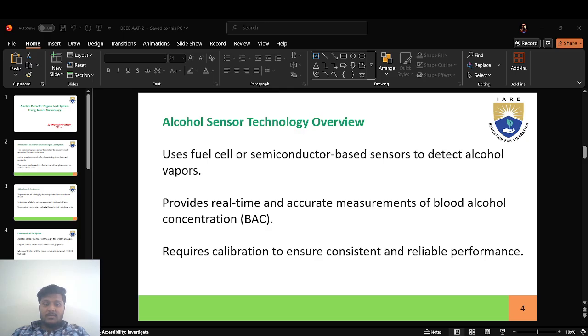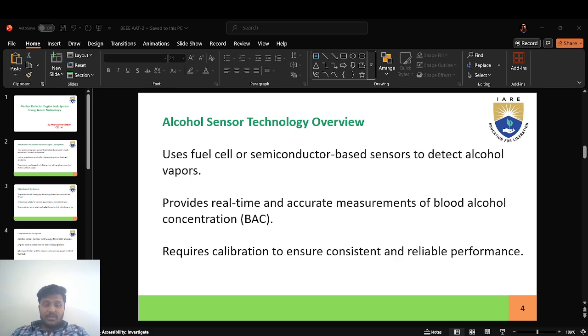This means the sensor gives immediate results about how much alcohol is in the driver's breath. As soon as the person blows into the sensor, the system quickly calculates an approximate BAC value. This helps the vehicle decide right away whether the driver is sober enough to drive.